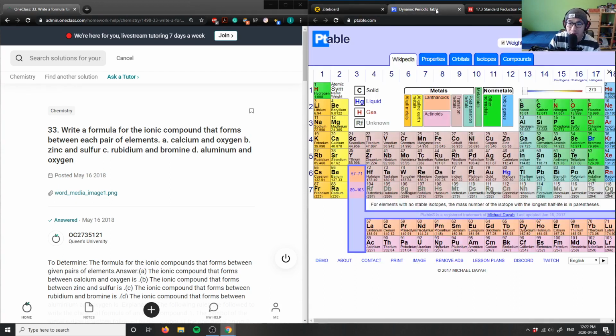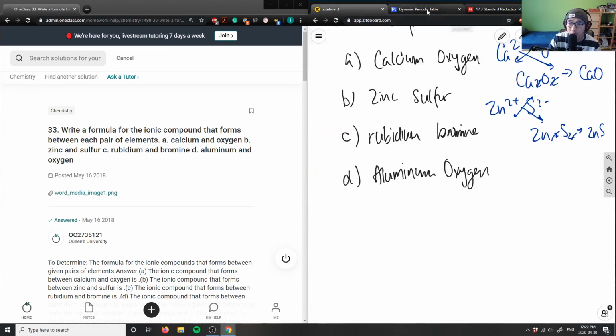So let me go back to my periodic table. Rubidium lies in the first column here in the metal section, and as you can see, rubidium lies in group 1, which means rubidium would have a charge of 1+. So let me write down rubidium here. So Rb would have a charge of 1+.